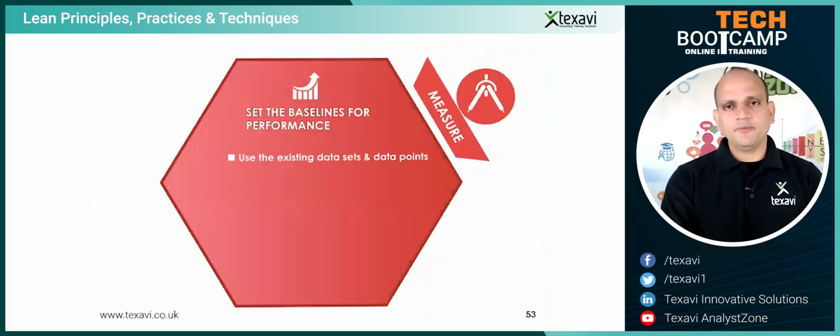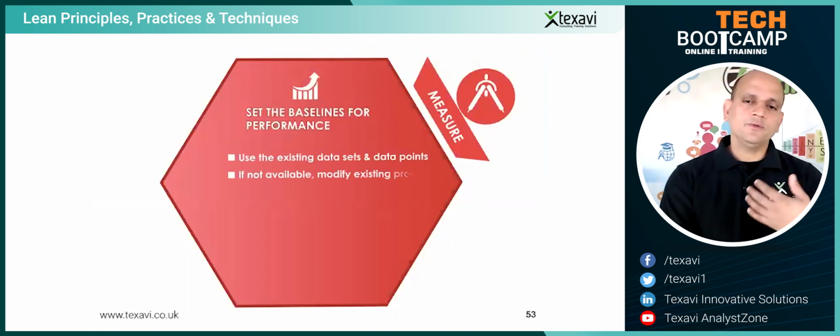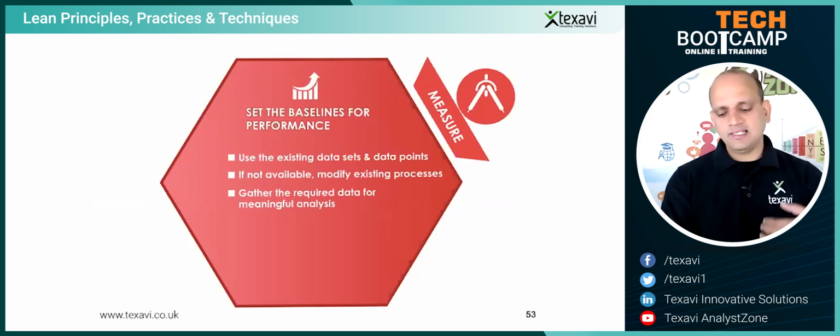So set the baseline for performance. For now, let's say we've got a satisfaction of about 40%. We should achieve about 70%. That means a 30% increase by next year. So that's how we have to set the baselines and the targets.